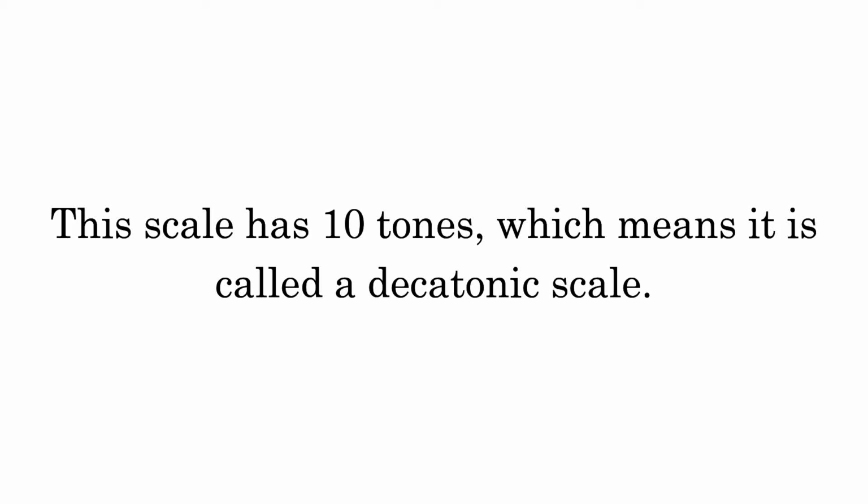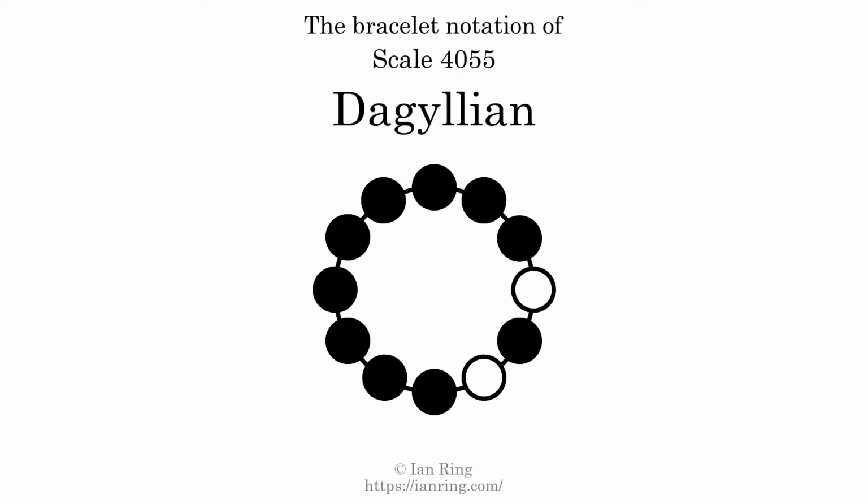This scale has 10 tones, which means it is called a decatonic scale. This is a bracelet notation diagram of scale 4055. The shaded circles represent tones that appear in the scale, and they are read clockwise, starting at the top.